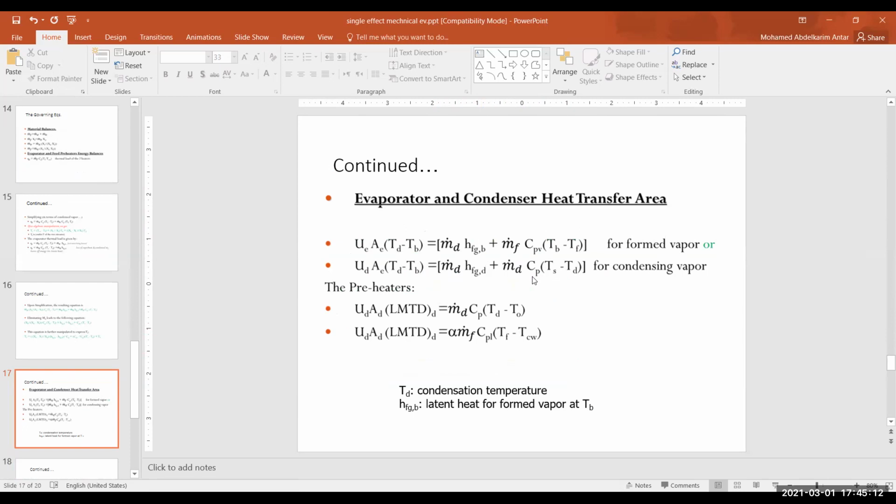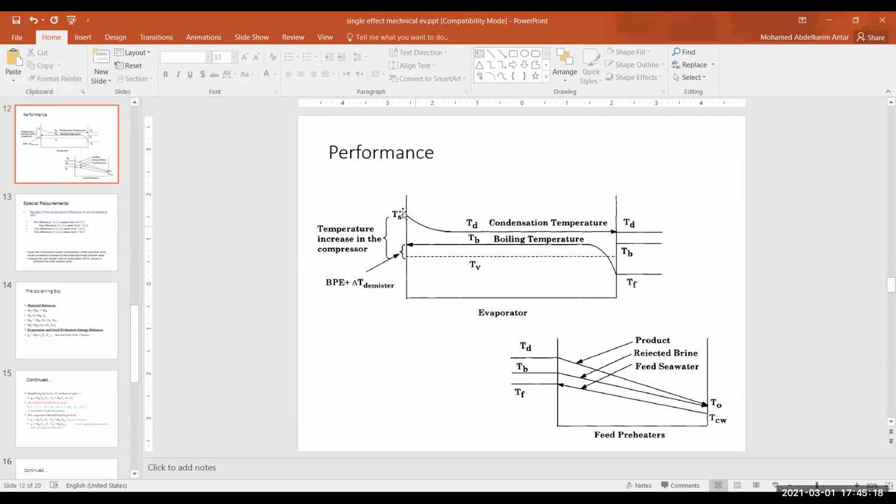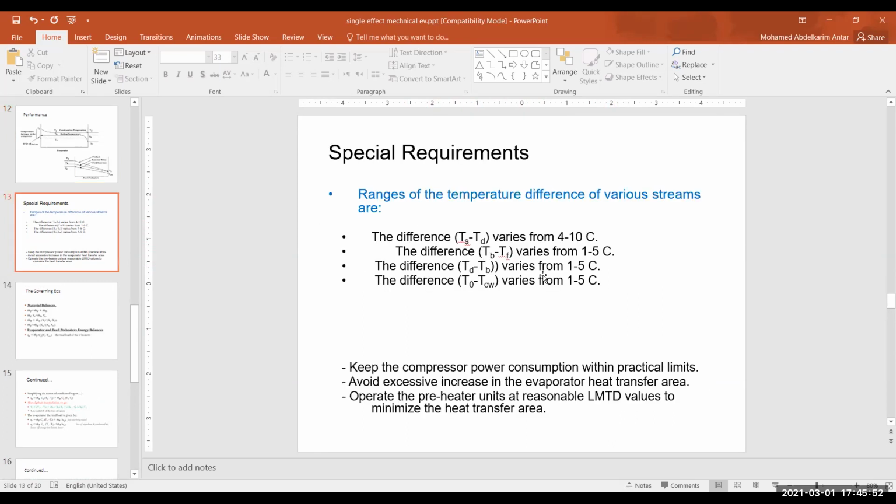In this equation, we have neglected the effect of desuperheating or heating of the feed, the sensible part here and the sensible part neglected. We assume that Q is equal to the overall heat transfer coefficient into the area, into the temperature difference Td minus Tb. If you want to be very accurate, then this part should be treated alone and use the log mean temperature difference if you just want to be more accurate in estimating the area.